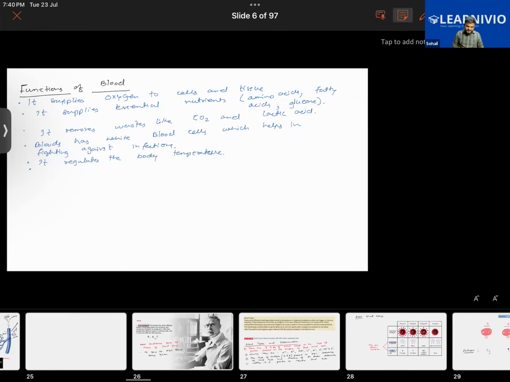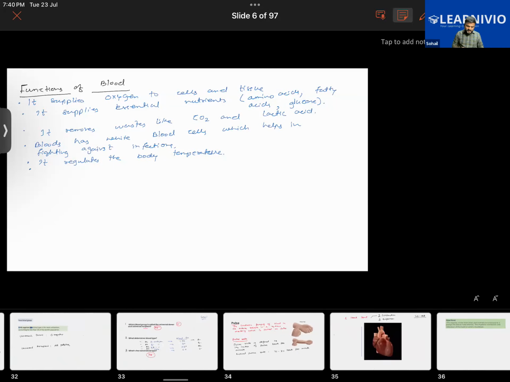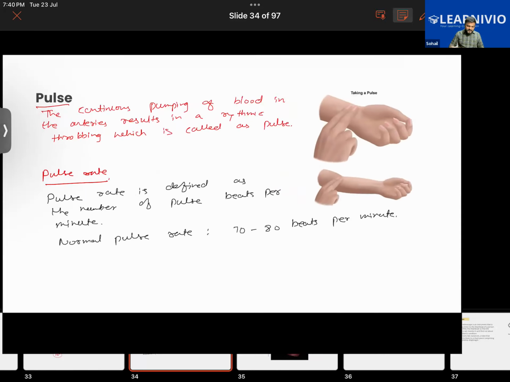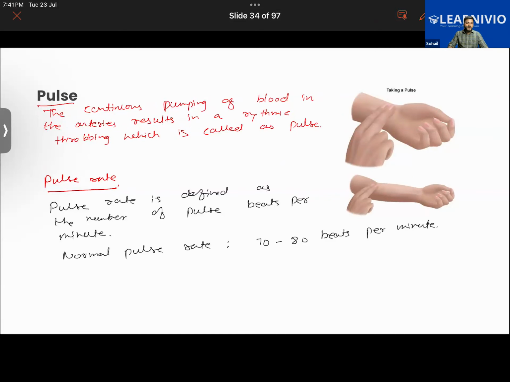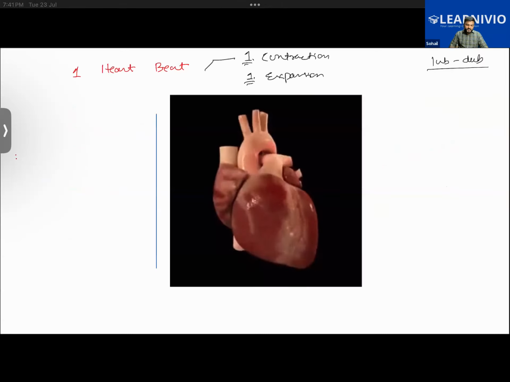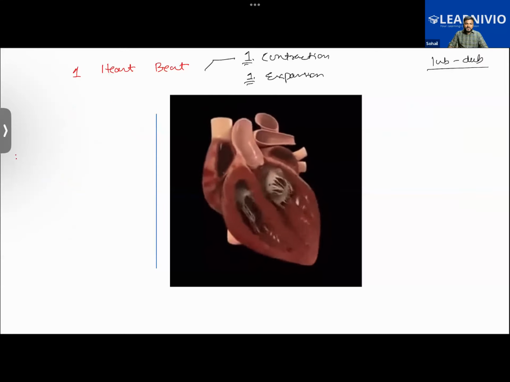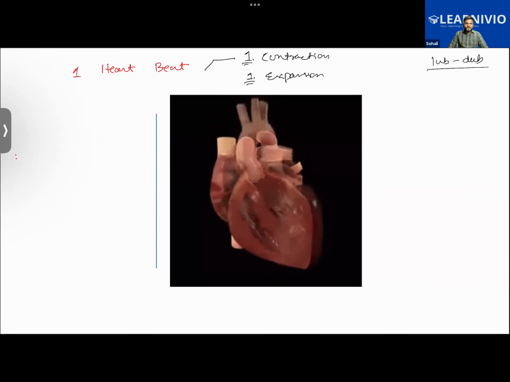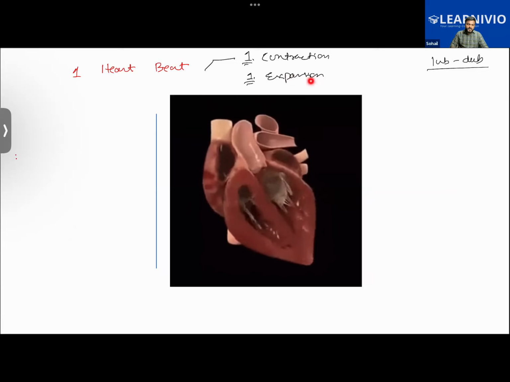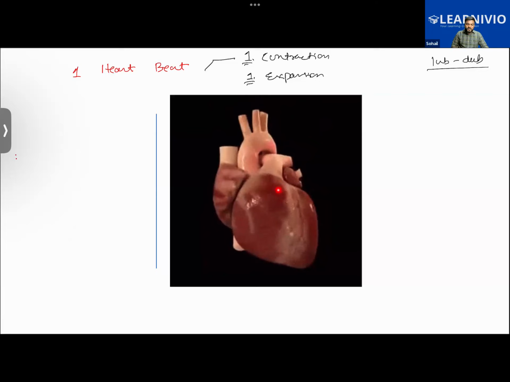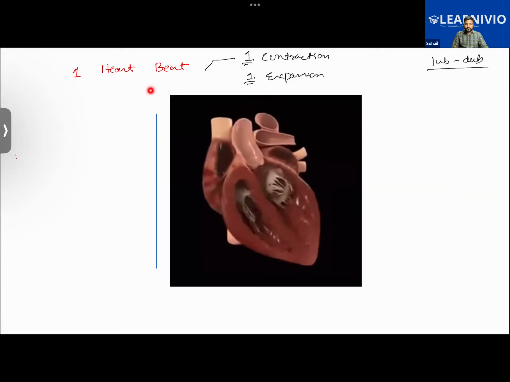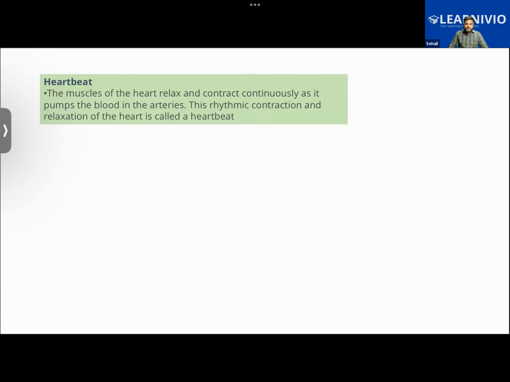In the previous class we were learning about different types of blood groups and the Rh factor, and in fact we also learned about pulse rate and heart rate, or heartbeat. Now, let us continue from where we left off in the previous class. As you saw in this image, here you can see the beating heart of a human being. One contraction and one expansion of the heart will be called one heartbeat. Getting it?